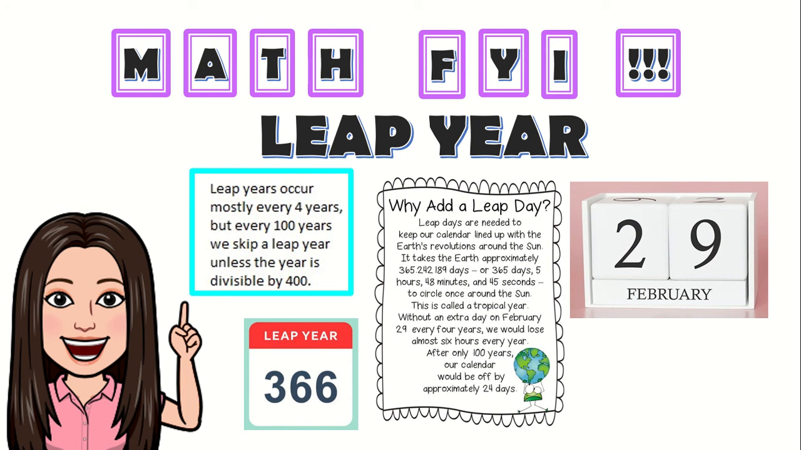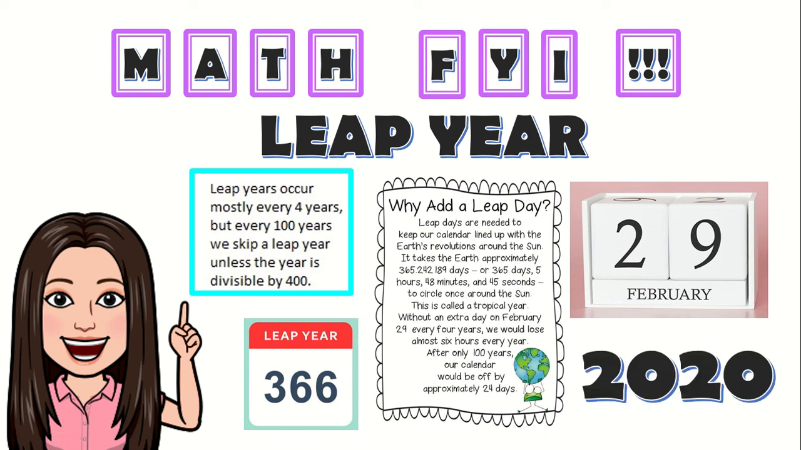So, since meron siyang mga sobra, pag in-add natin yun every 4 years, makakabuo na tayo ng 1 year. Pero kapag hindi tayo nag-add ng 1 day every leap year, we would lose almost 6 hours every year. After only 100 years, our calendar would be off by approximately 24 days. Next. So, ang example ng leap year ay this year, 2020. So, kapag ngayon ay leap year, next 4 years ulit ay leap year. So, next leap year ay 2024.